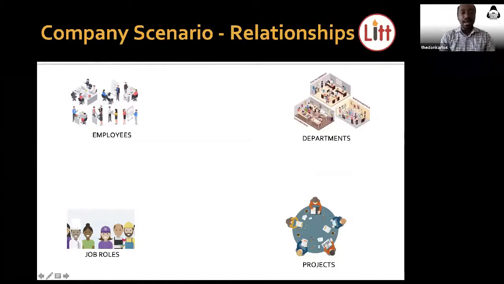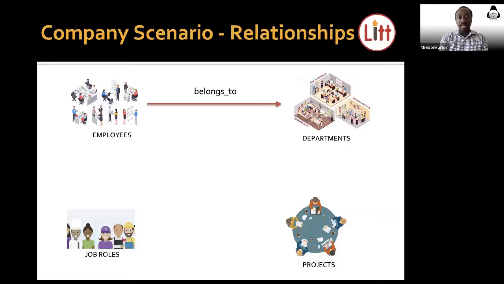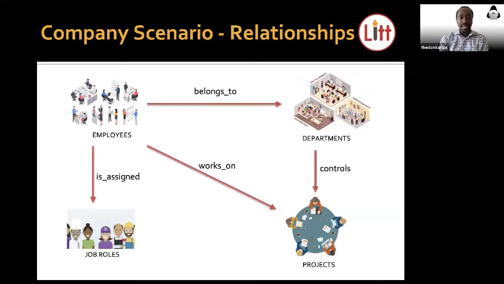So we are still maintaining our company scenario. With our company scenario, from the beginning, we identified four main entities. We said the employees, the departments, the job roles, and the projects. Now, with these entities, they have logical relationships even at the workplace or at the company. So you'd realize that every employee belongs to a department. Then an employee is assigned a job role in the company. An employee works on projects, or several employees could work on several projects. And a department controls a project. These are how things actually work within the company. It's a scenario, it might not apply to all companies. So we try to model the data to reflect these relationships that exist in the company.